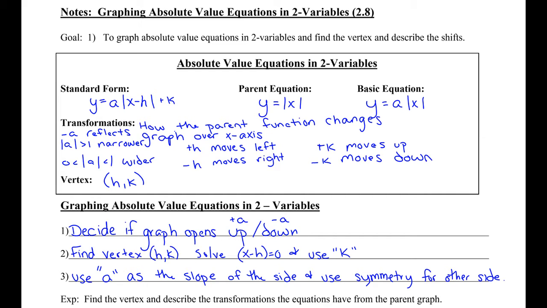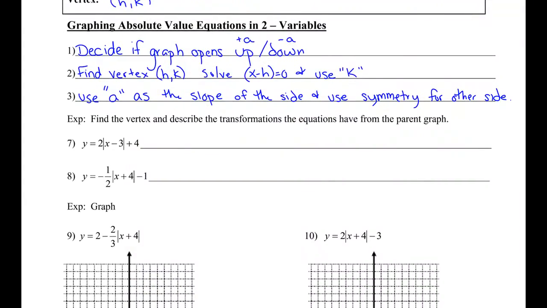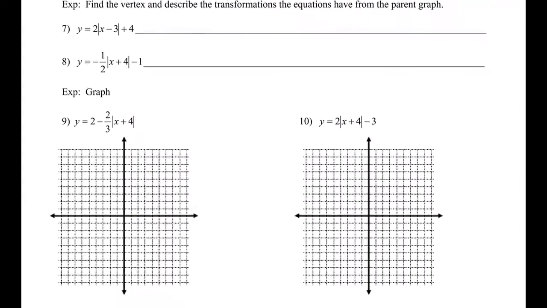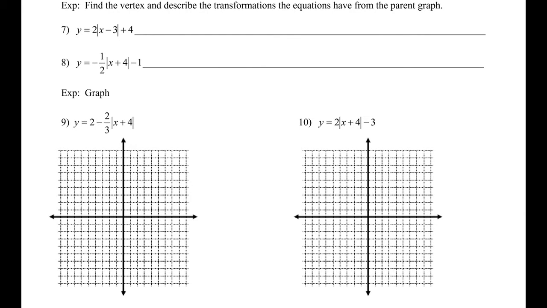Before we look at graphing, let's see what happens when we're just describing the transformations. So for example 7, it says find the vertex and describe the transformation the equations have from the parent graph. Alright, so the first thing I need to do is find the vertex. So to do that, I'm going to take whatever's inside the absolute value, and I'm going to set it equal to 0 and solve. So I get x equals a positive 3. So that's my h value. And my k value is the 4. So the vertex is the point 3 comma 4.